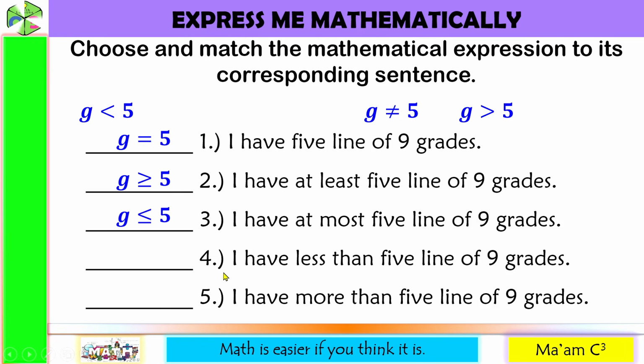Number 4, I have less than 5 out of 9 grades, so G is less than 5. Number 5, I have more than 5 out of 9 grades, so we have G is greater than 5.